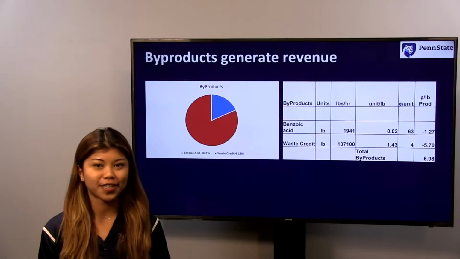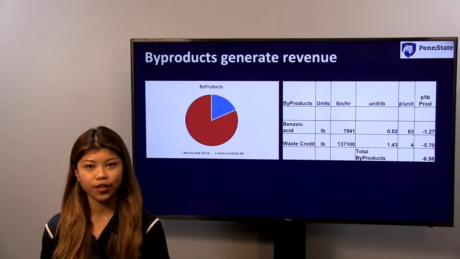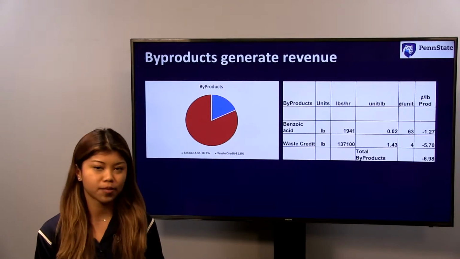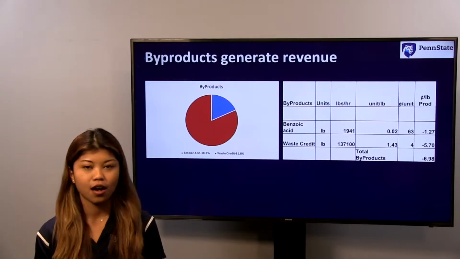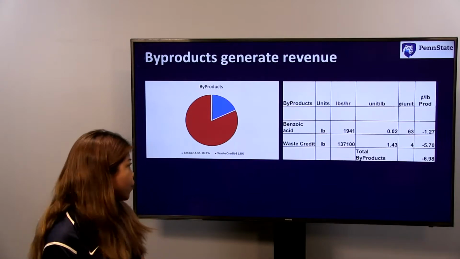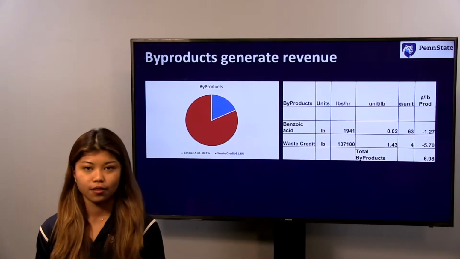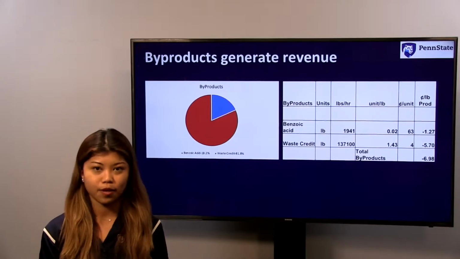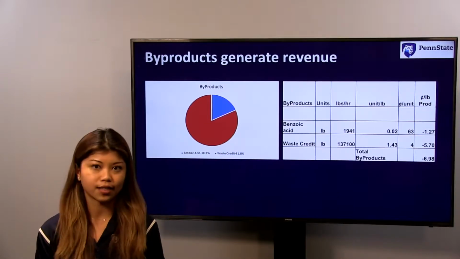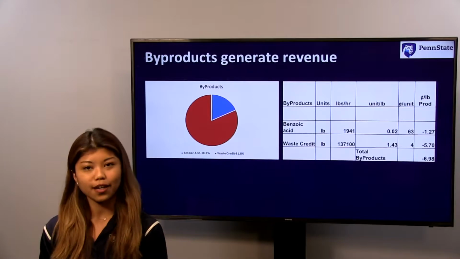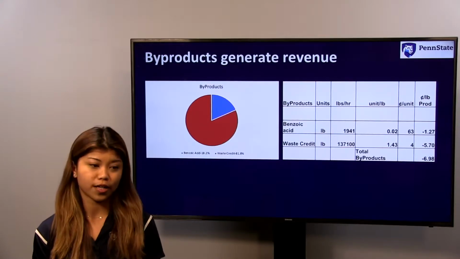The first byproduct I'd like to talk about is the benzoic acid that exited from the bottoms of distillation column 5. We were able to sell this for 1.27 cents per pound. The distillate was made up of benzaldehyde, and that exited through the waste streams. The second byproduct I'd like to talk about is the waste credits.